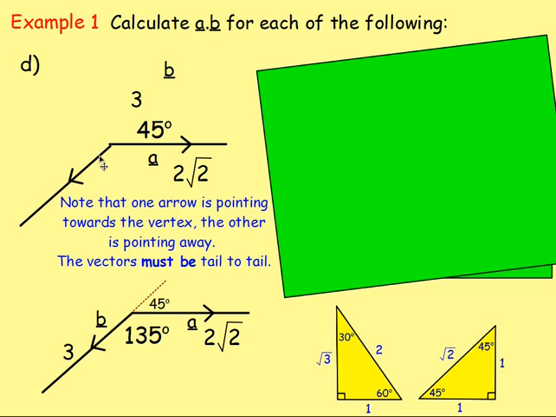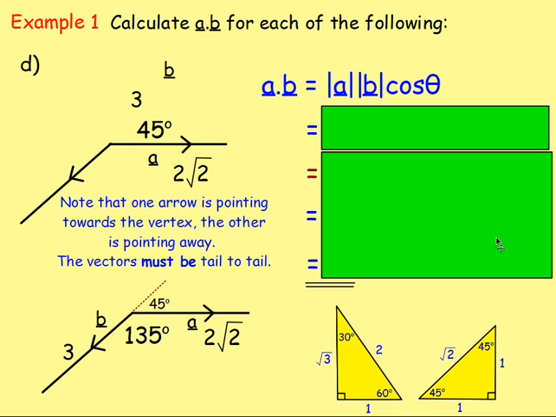But now if you slide it down, well, really it's that straight line there. So 180 take away the 45 degrees gives you 135. So now we have two vectors. They are tail to tail. There's 135 degrees between them, and we know the length of each. So we can think A dot B equals magnitude of A times the magnitude of B times cos theta.